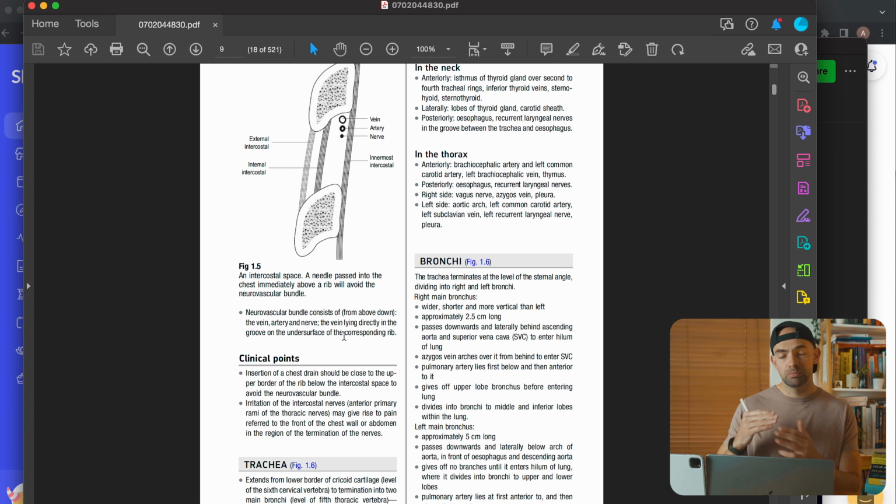So now we're building on that existing knowledge, and we're thinking, okay, what is the clinical relevance here? What might I get asked at an exam? Well, again, the key points here are insertion of a chest drain should be close to the upper border of the rib, below the intercostal space, to avoid the neurovascular bundle. So again, relating this to everything we've just touched on, we've got the diagram, we've got some of the information. I might then start thinking about the actual application of this knowledge.